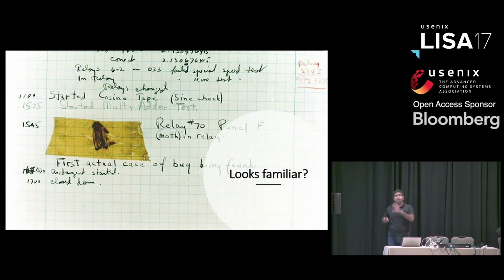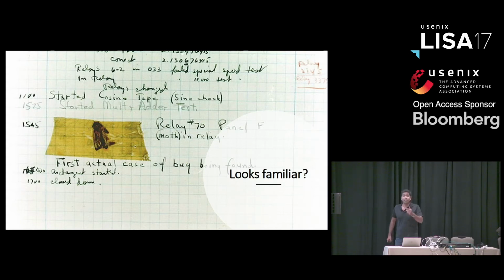Now, there are stories around when that happened and who did it first. Probably Thomas Edison did it in 1878. But from our point of view, she was the one who brought it to mainstream engineering, and we took it from there. Interestingly, yesterday when I was reviewing the slides, I noticed something. If you notice the timestamps, the first timestamp, 1525, says started multi-adder test, and 1545 says found a bug. 20 minutes it took them probably to find a physical bug.